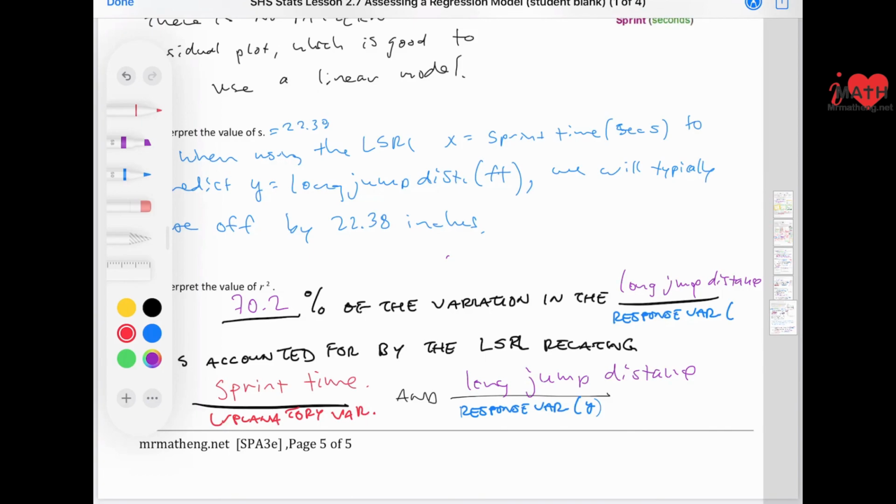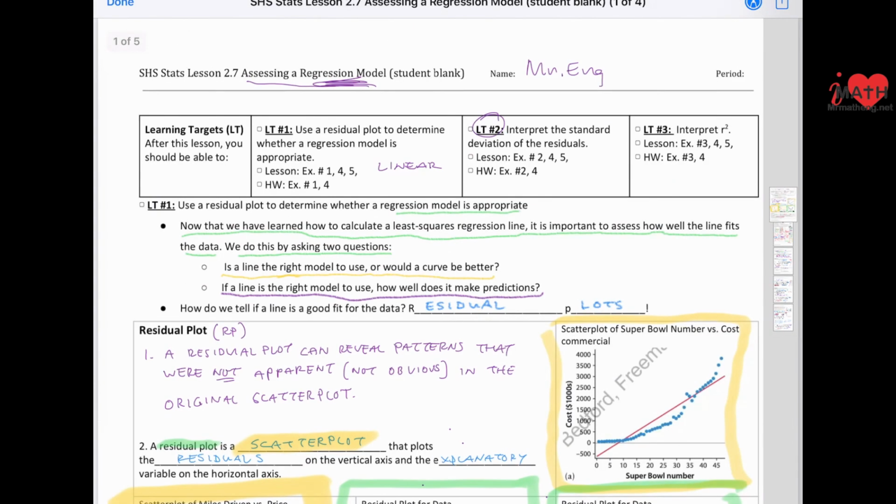Okay, so let's review what we've done so far. We used the residual plot to determine if the regression model is appropriate, whether it's linear. Now if it wasn't linear, if we said it was bad, don't use a linear relationship, well, that's going to be next lesson where we can use quadratic or exponential. We interpreted the standard deviation of the residuals, and we interpreted r squared, the coefficient of determination.